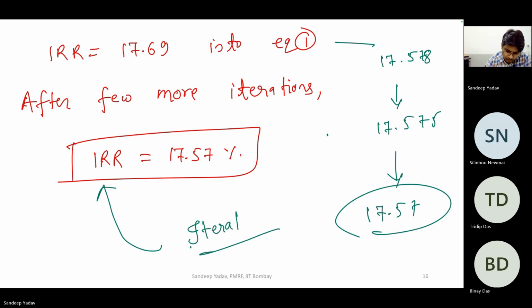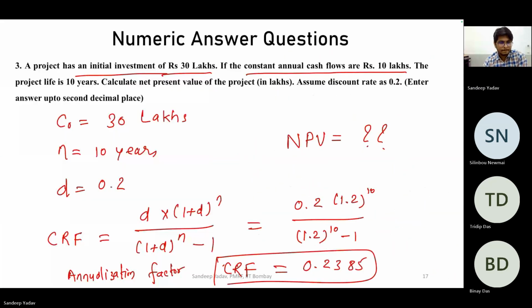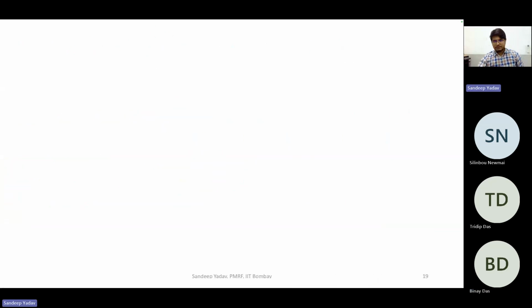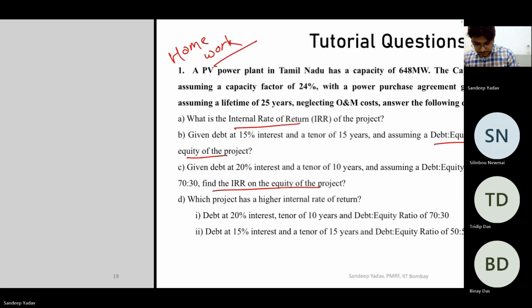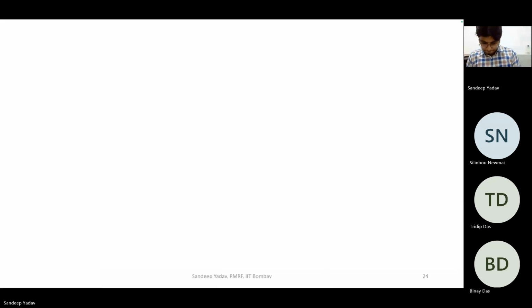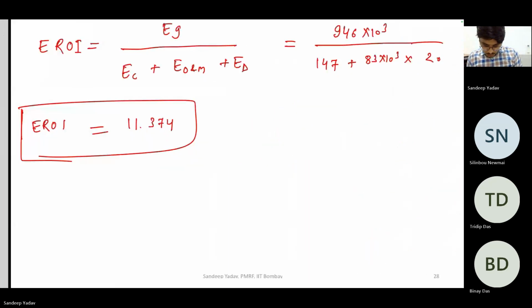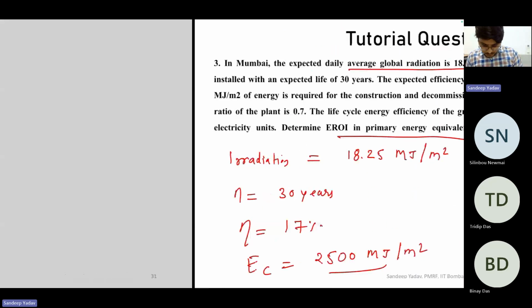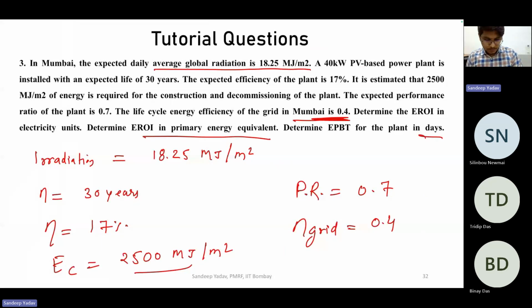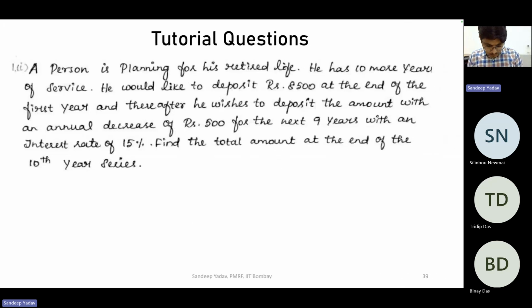Is it clear? Anyone else having any doubt in any of the questions till now? So if you just solve this energy return on the primary energy equivalent, let's move to the next question.